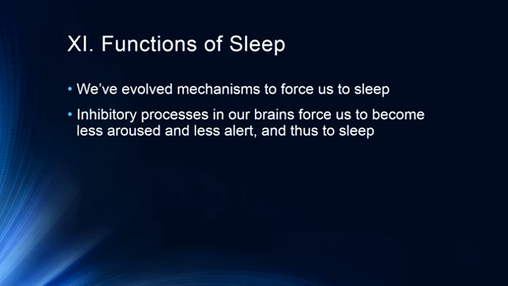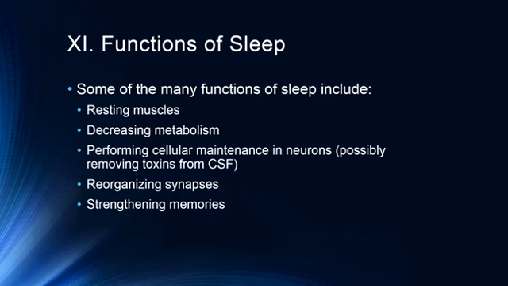So why do we sleep? Well, we've evolved mechanisms to force us to sleep. These inhibitory processes in our brains force us to become less aroused and less alert and thus to sleep. And this is an important part of our biological processes. Some of the many functions of sleep include resting muscles, decreasing metabolism, performing cellular maintenance in neurons, possibly removing toxins from the cerebrospinal fluid, reorganizing synapses, and strengthening memories.